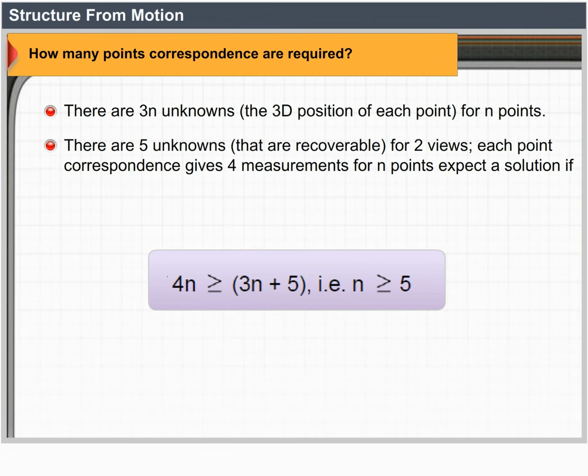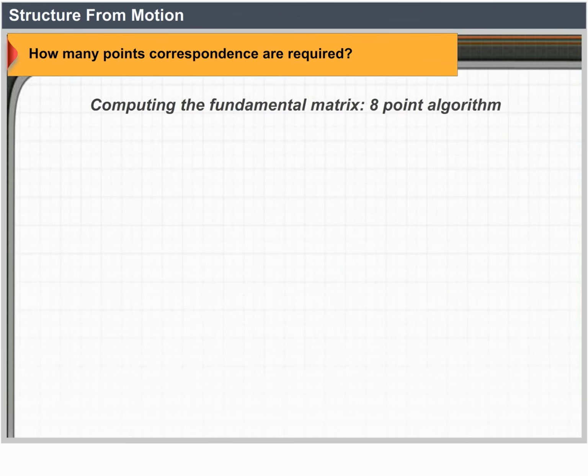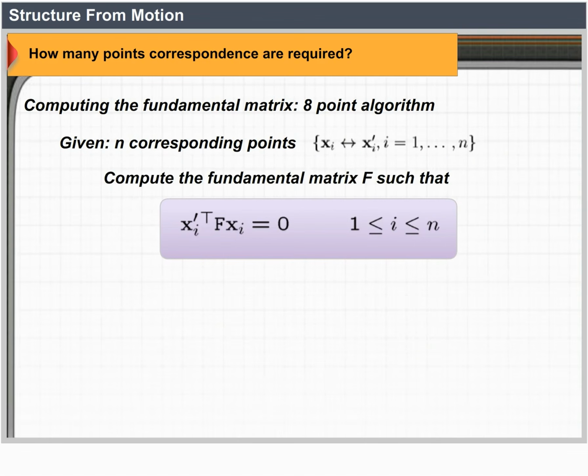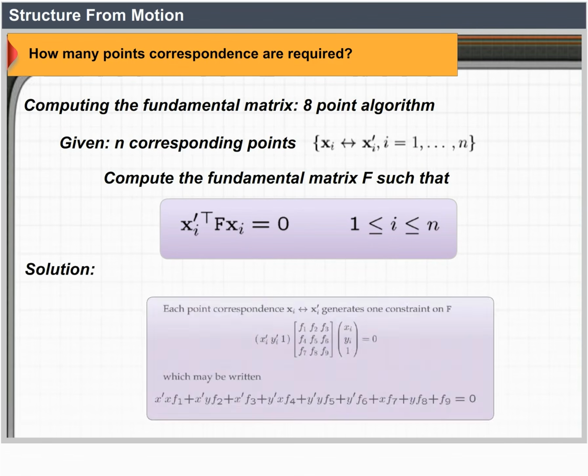Computing the fundamental matrix, 8-point algorithm. Given n corresponding points, xi tends to xi dash, where i equals 1, 2, going on up to n, compute the fundamental matrix F such that xi dash to the power T F xi equals 0, where i lies between 1 and n. The solution can be expressed by the following representations.